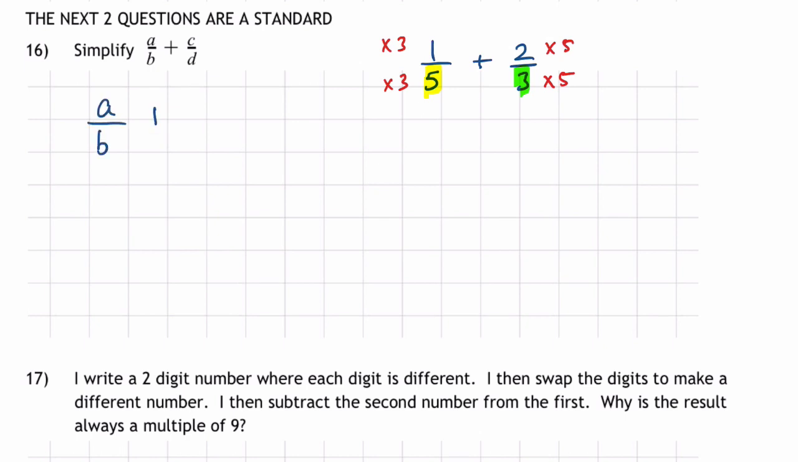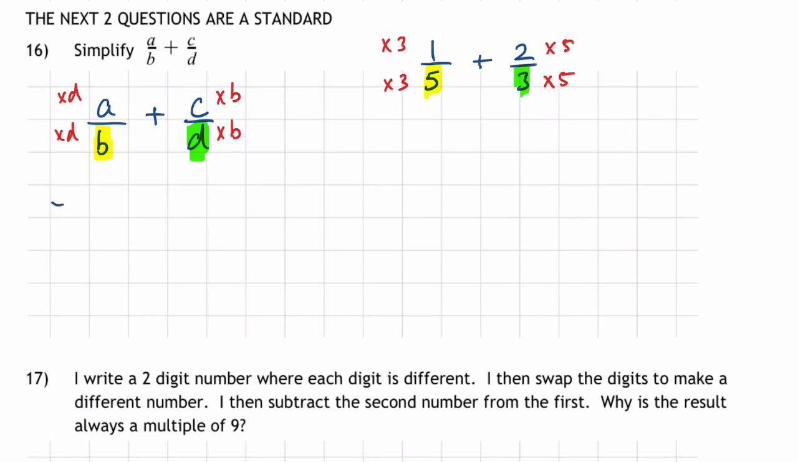So let me just write this a little bit bigger. We've got A over B and C over D. So what I would do, I would take the B, I would multiply this second fraction by the B. So multiplied by B, multiplied by B. I would then take the denominator here and multiply the first fraction by the D. So multiplied by D, multiplied by D.